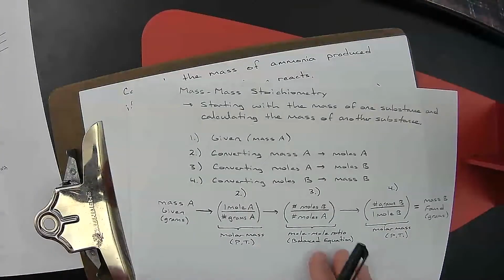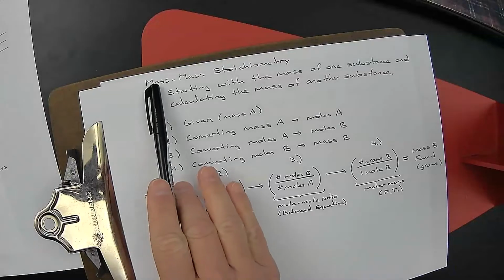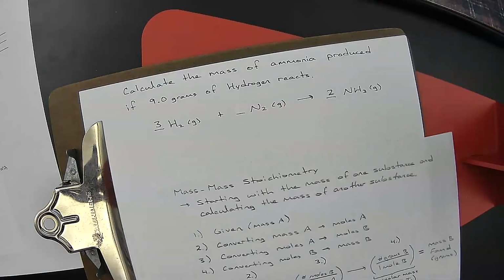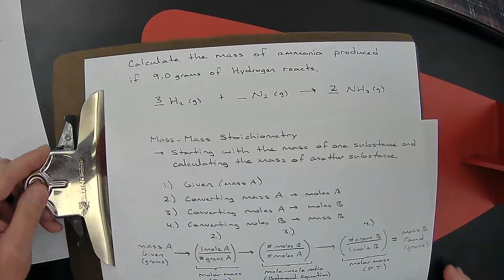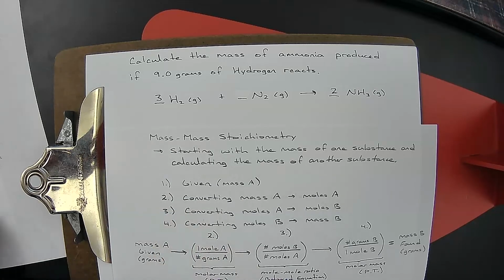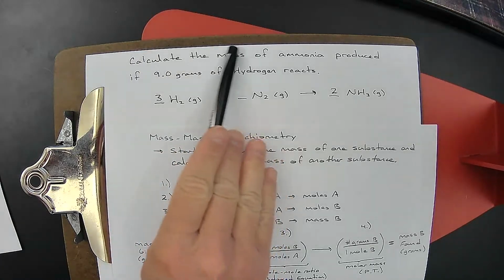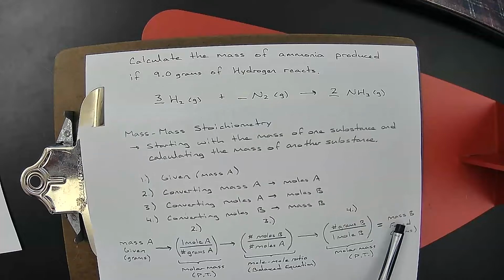In this example, we're going to go through a sample problem of a mass-to-mass stoichiometry. The first important piece in mass-to-mass stoichiometry is recognizing that it is this type of problem. So when we look at this problem, it says calculate the mass. So they're asking for the mass of one substance, B.